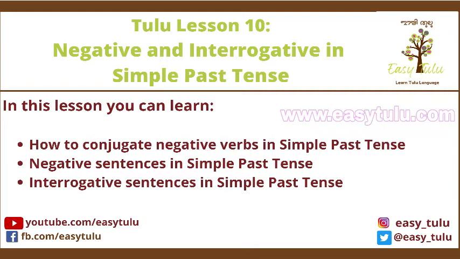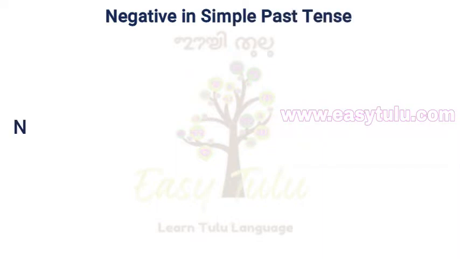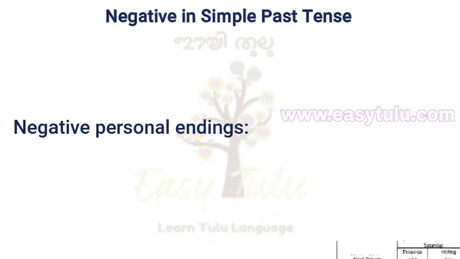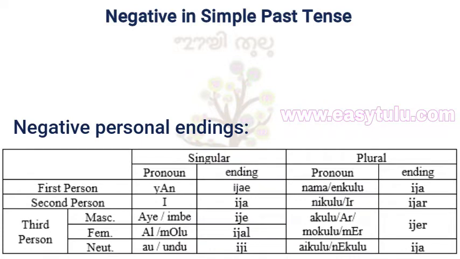Okay, you already know verb conjugations in simple past tense. To make it negative, we have to just change the personal endings. Now let us see negative personal endings in simple past tense. First person singular, yan. Personal ending is ije. Second person singular, e. Personal ending is ija.